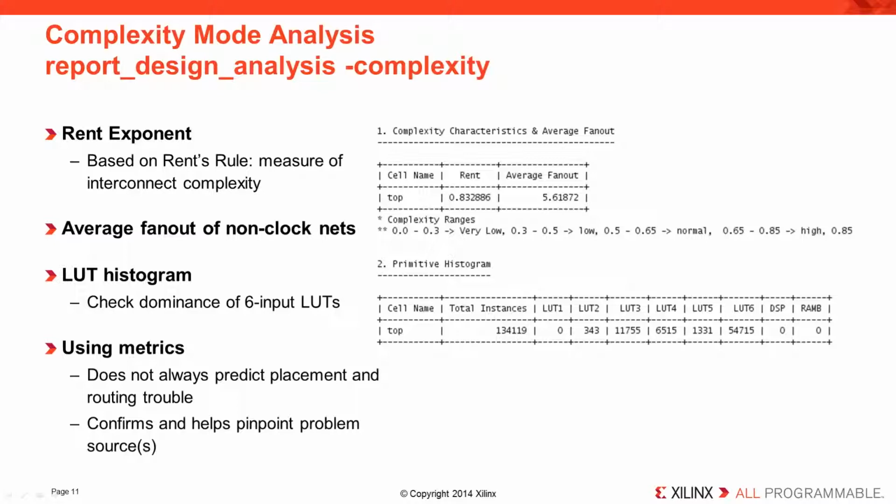In general, complexity metrics that measure in the high range don't always predict routing congestion or timing problems. But in the opposite direction, if your design encounters placement and routing trouble, complexity analysis often points to a problem spot that is most likely responsible. Therefore, the analysis is more of a confirmation.